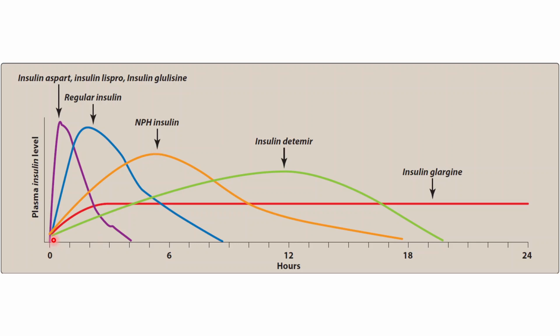And then there is also insulin detemir, that is long-acting, and also insulin glargine, and these two are long-acting insulins that require only once-daily dosing, especially insulin glargine. These are long-acting insulins whose duration of action is up to 24 hours.